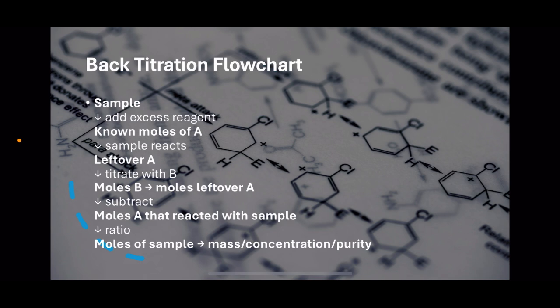The flow chart. Here is basically a visual map. Think of it as something that shows how you hunt, like the steps of a treasure hunt. But in this case, the treasure is the moles. So the sample, then you add the excess, titrate leftover, subtract, use the ratio, and then bin it. If you just follow this, you'll never get lost, unless you forget to convert centimeters cubed again.